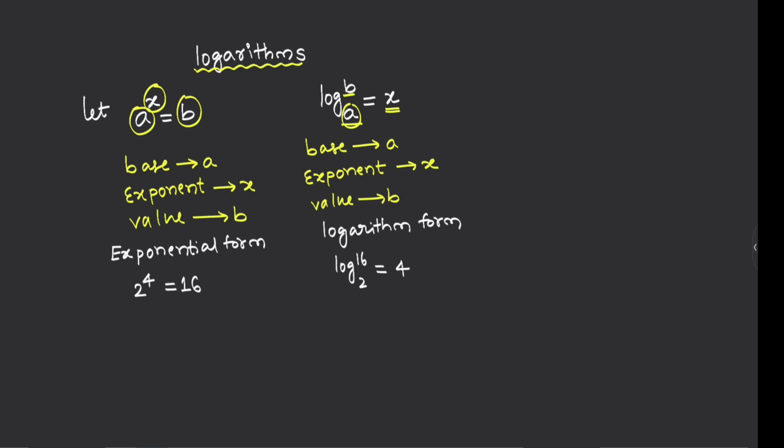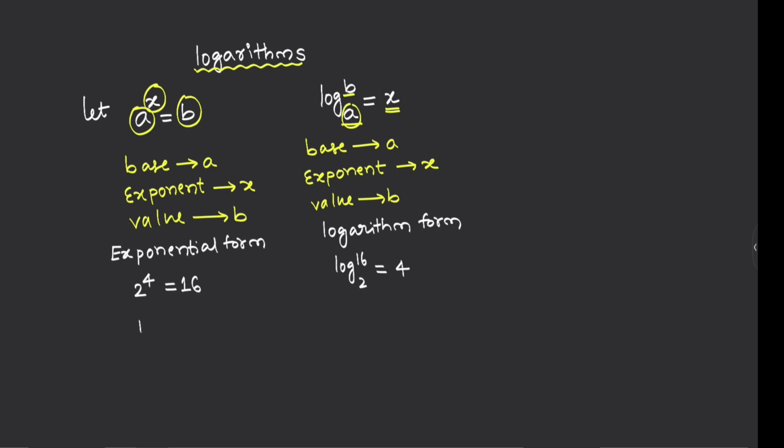Here, if you raise 2 four times, what is the result? 16. So after you raise a number, what is the result? When we want the result, that is exponential form, and we have to use exponential form. But when you want to know how many times we have to raise a number, we have to use logarithmic form. Let's see one more example.